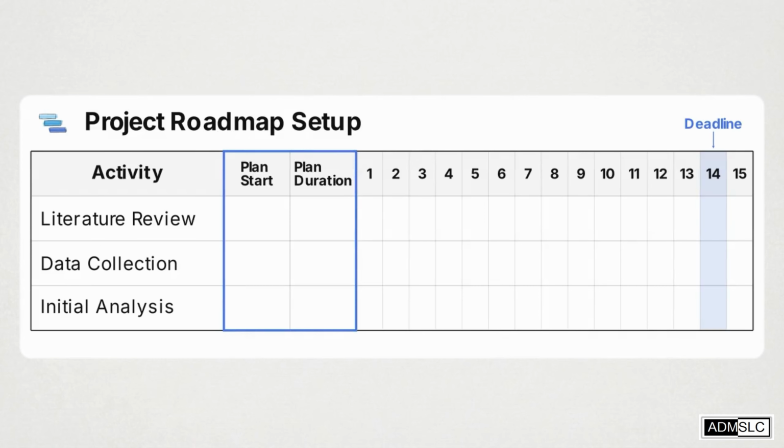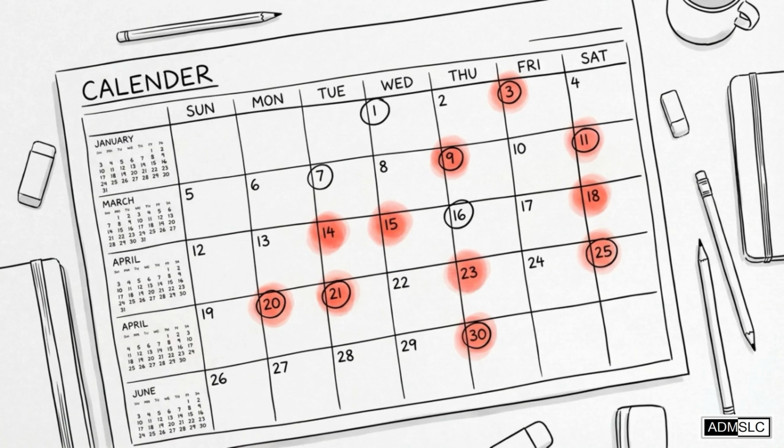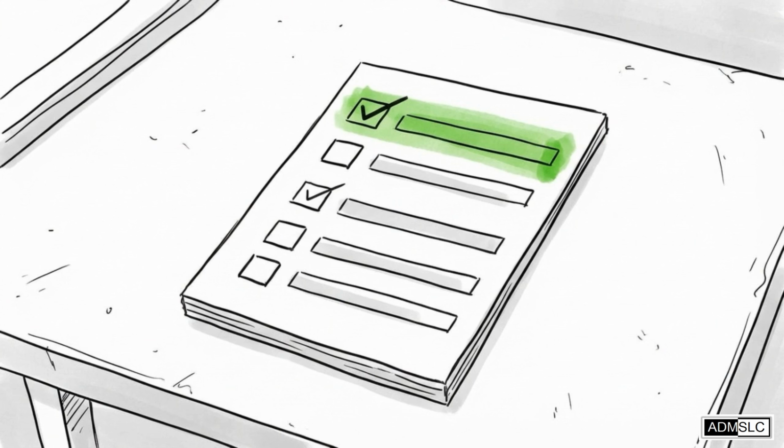When you enter a planned start week and a planned duration for each activity, the sheet automatically generates the gray baseline blocks across the timeline on the right. Entering these initial values transforms a daunting 15-week requirement into a highly concrete day-by-day roadmap you can actually execute.